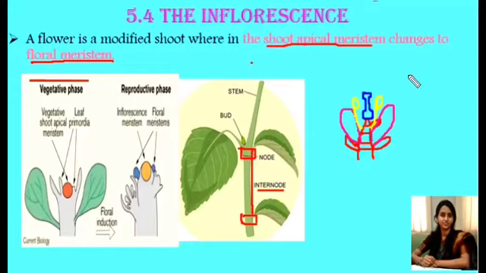So here we need to remember the definition of inflorescence. How can you define the inflorescence? The arrangement of flowers on the floral axis is termed as inflorescence. I hope this point is clear.